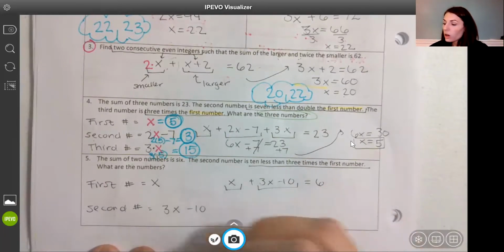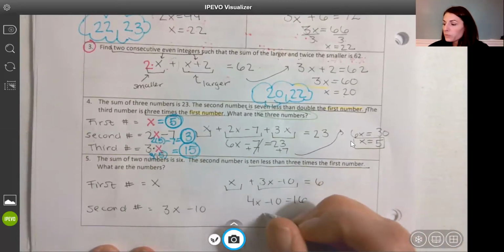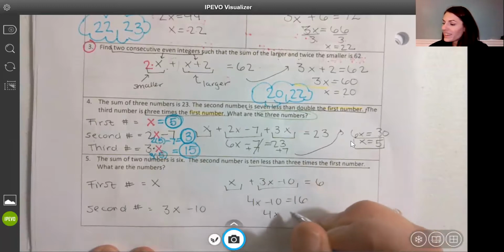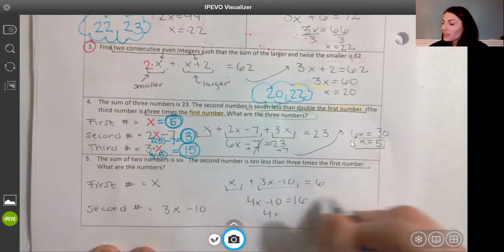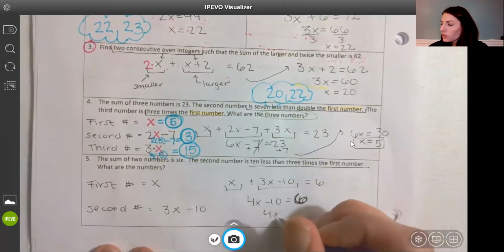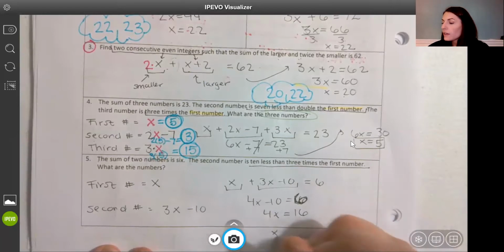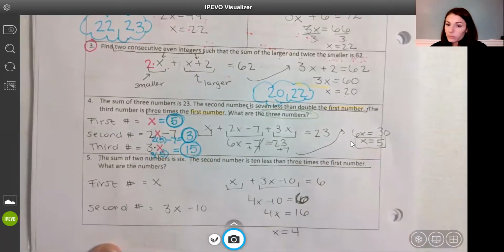And now all the hard part is done. We're just going to solve the equation. So I have 4x minus 10 equals 6. I added my 10 over in my head. 4x minus 10 equals 6. Add 10 to both sides and 4x equals 16. And then divide by 4 and x equals 4.